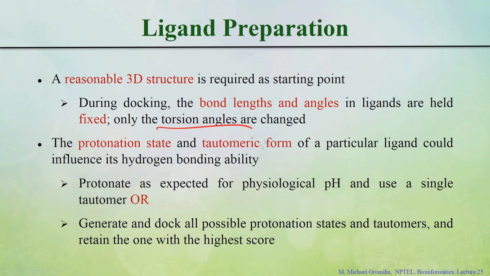This will change or influence the hydrogen bonding ability, whether they have strong bonds or tight bonds or it is loose. So, here also we see the protonation state, right, either use a physiological pH and use a single tautomer, or use all possible protonation states and then look at the lowest energy, the highest score, then take that for the further processing. So, that you can do, right.